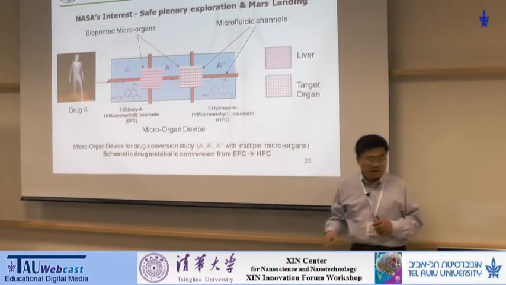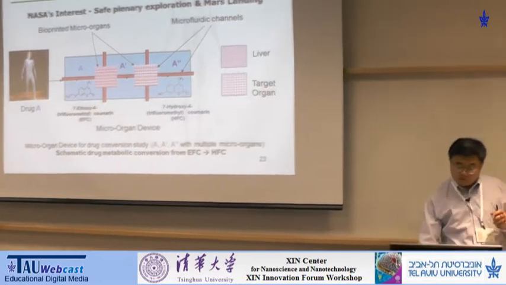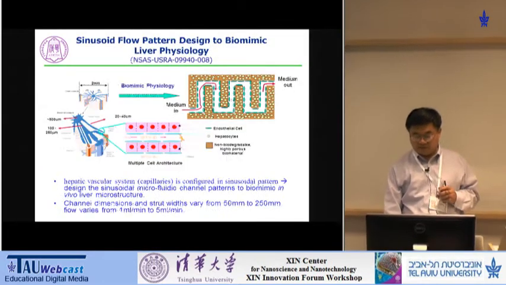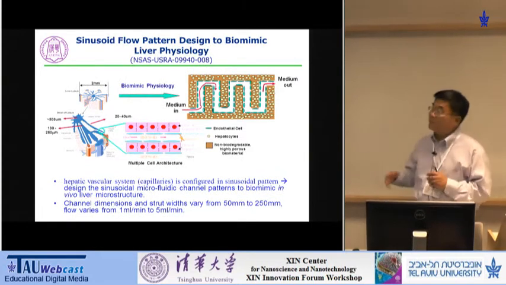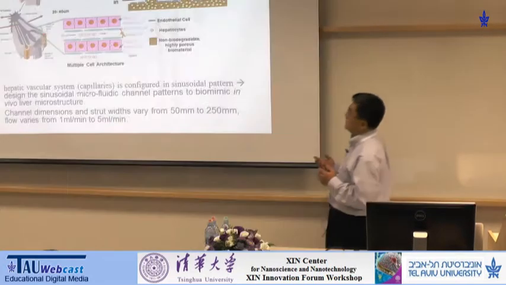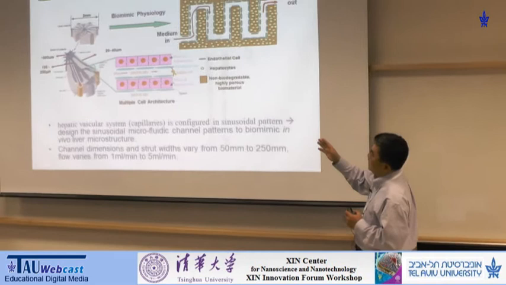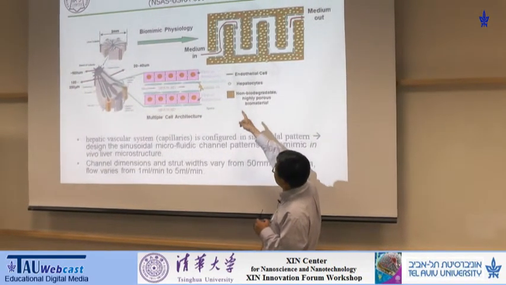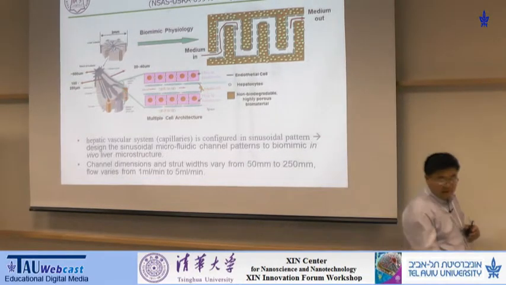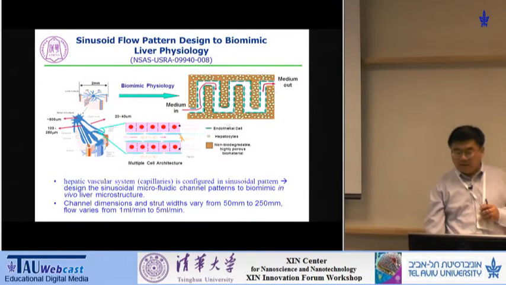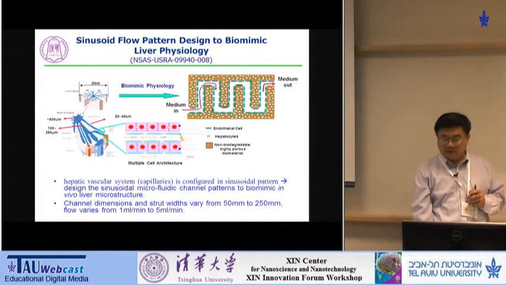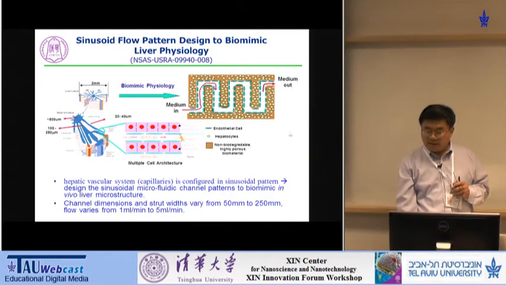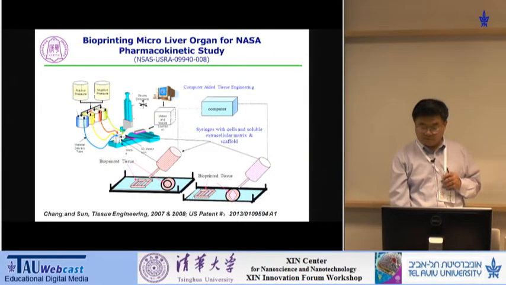So they came to us because we have a cell printing system, and they asked how we can build this macro organ system. First of all, we try to build a good liver organ because those drugs have to pass through the liver. We call it the sinusoidal liver organ. We pattern endothelial cells and liver cells, and build that. Then we build the heart model.